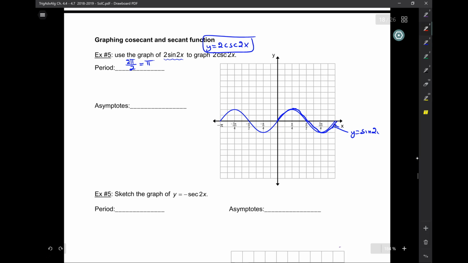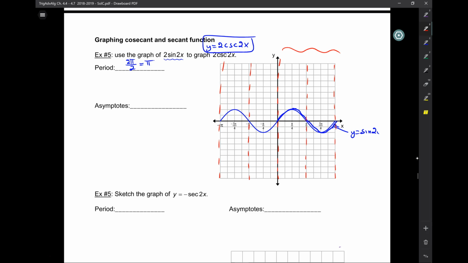So now what we're going to do is draw asymptotes everywhere sine of x crosses the x-axis. So I have an asymptote here, I have an asymptote here, I have an asymptote here, and so on and so forth. When you draw it, you're not going to draw as many. You're only going to draw this portion. I'm just doing more for practice. Okay? Why only that portion?